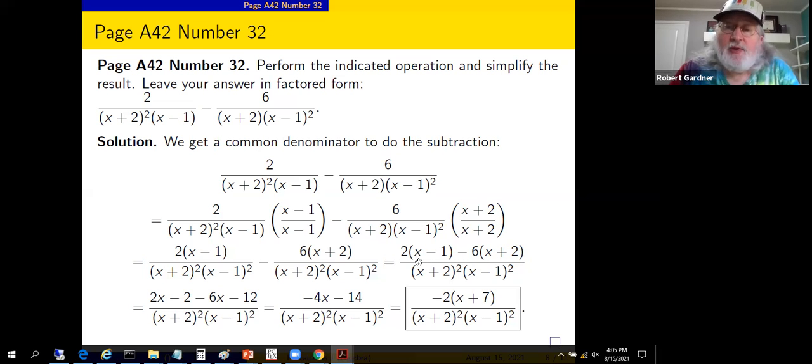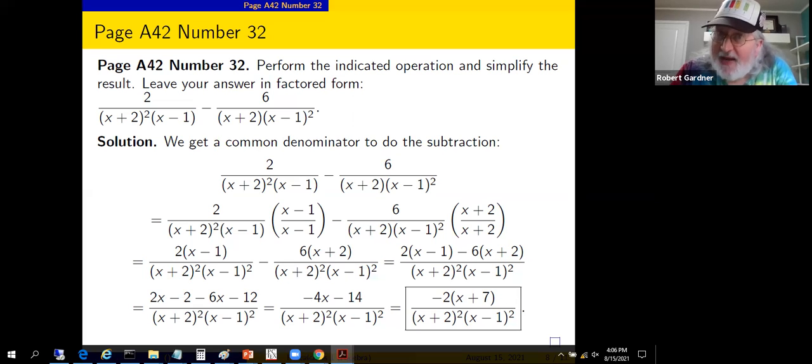Multiply out, distribute. We get 2x minus 2 minus 6x minus 12 as given here. That's 2x minus 6x leaves us with a negative 4x. Negative 2 minus 12 produces a negative 14. We can factor a 2 out of this, a negative 2. So factoring a negative 2 out gives us negative 2 times x plus 7. And there you go. It's in simplified form.